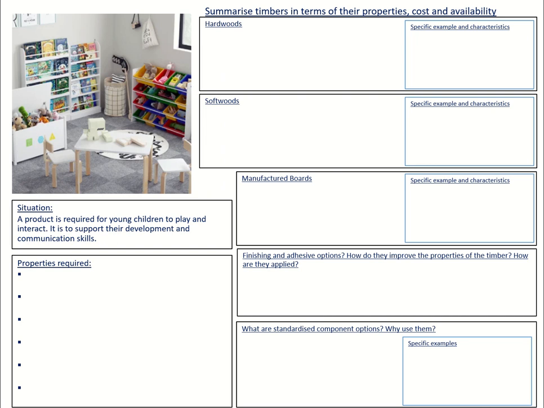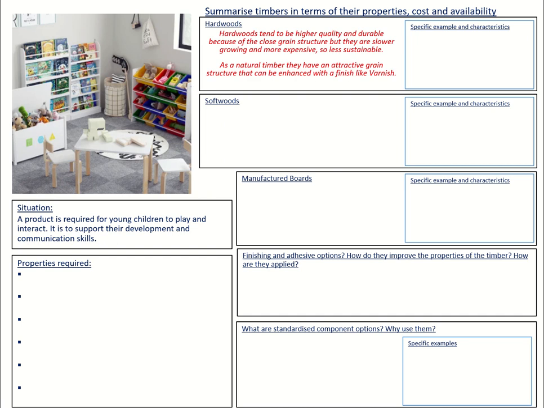So by now, through your studies, you should have learned things like that hardwoods tend to be higher quality and durable because of their close grain structure, but they are slower growing and more expensive, so less sustainable. As a natural timber, they have an attractive grain structure that can be enhanced with a finish like varnish. You should also be able to name examples like oak for indoor furniture, beech for children's toys, teak for outdoor furniture, and you should be able to identify some stock forms like planks and strips.